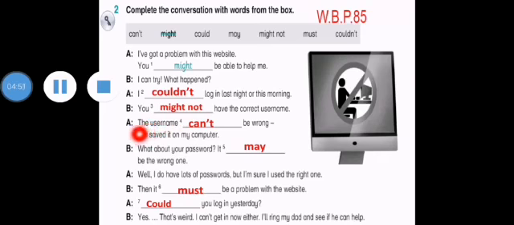A. The username can't be wrong. I've saved it on my computer. Again, can't. It is a present deduction.